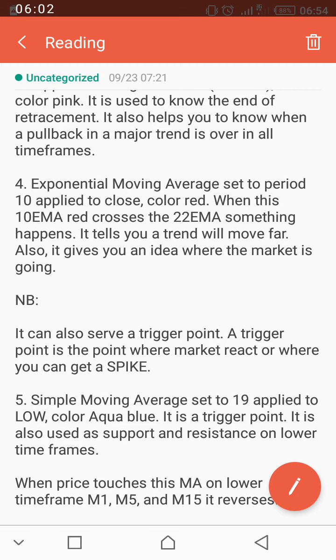Note, it can also serve as a trigger point. A trigger point is the point where the market reacts or where you can get a spike. So where you see the 10 EMA and the 22 EMA cross, expect a spike. Expect that the market will go far. So let's add it to the chart now.